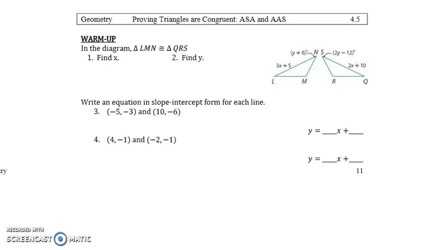So this is lesson 4.5, and we're going to talk about angle side angle and angle angle side. So two other ways that we can prove triangles congruent. Yay, more ways. Because the more we have, the easier it is then.